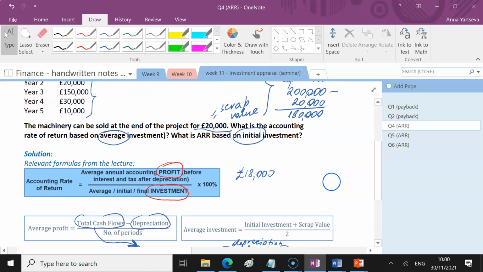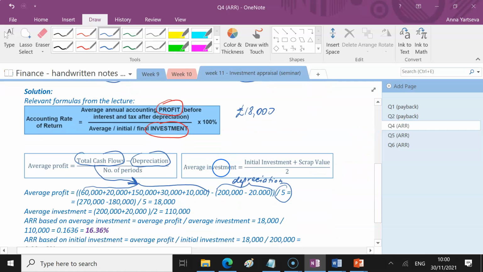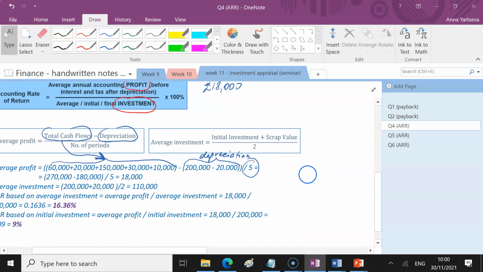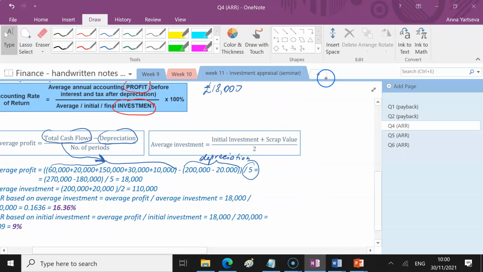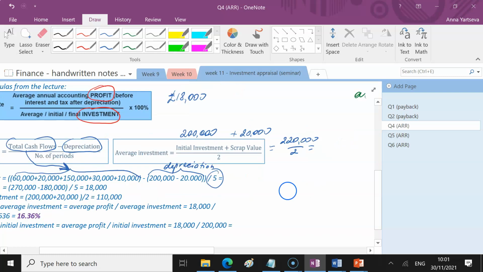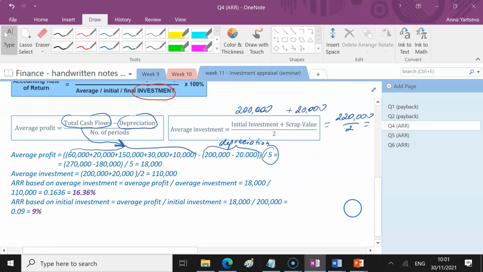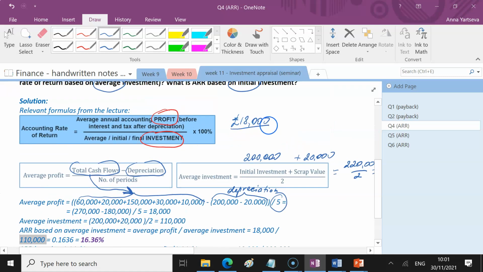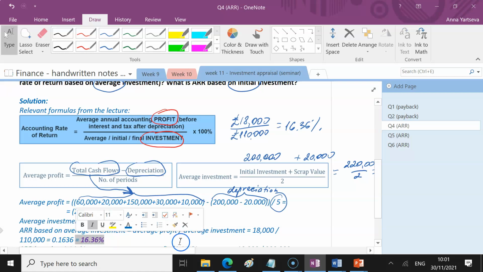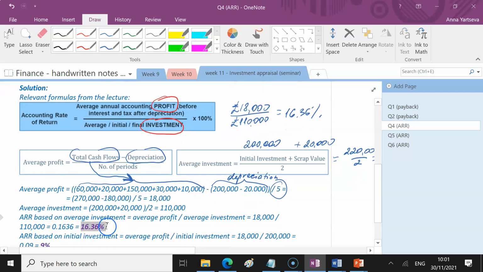Now investment. We can use average investment, which is calculated using the second formula. So let's have a look. Our initial investment was 200,000 and scrap value was 20. So 200,000 plus scrap value of 20, 220 in total, divided by 2, 110. This is our denominator, 110. And if we now divide the average accounting profit by this figure, 110, we will get 16.36%. This is the figure based on average investment as a denominator.